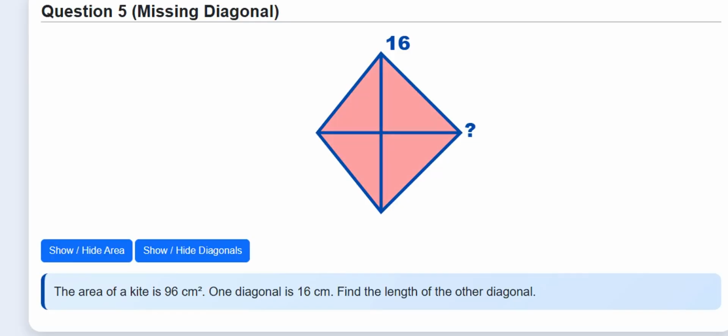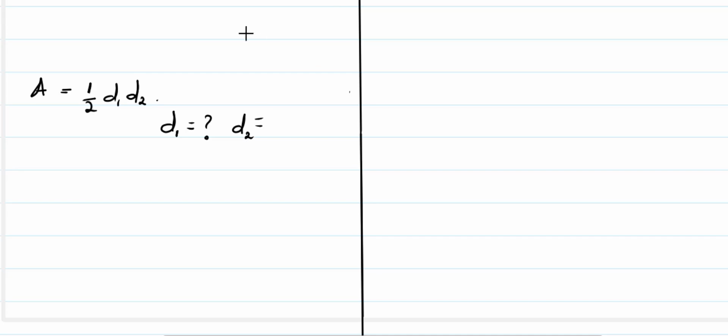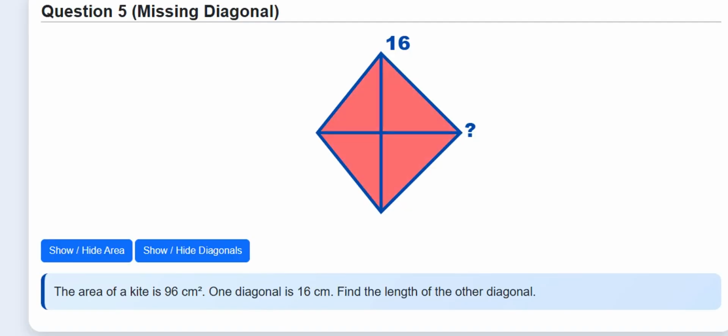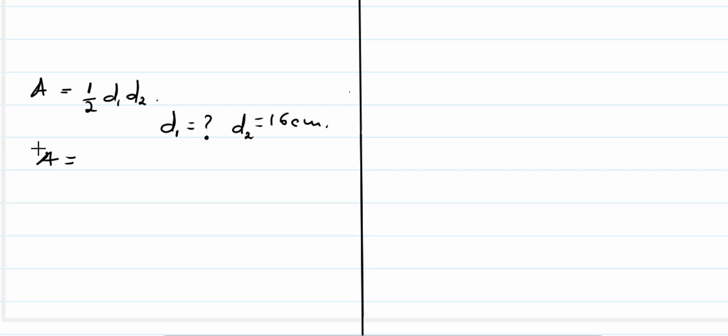First of all, we know, of course, the area of a kite is given by half, again, d1 d2, but now in this case, we don't know d1 because it's the one we are asked, but d2 we know it's 16 centimeters. Then from there, we also know the area because we are given here as 96 centimeters squared. So you are asked about the first diagonal.